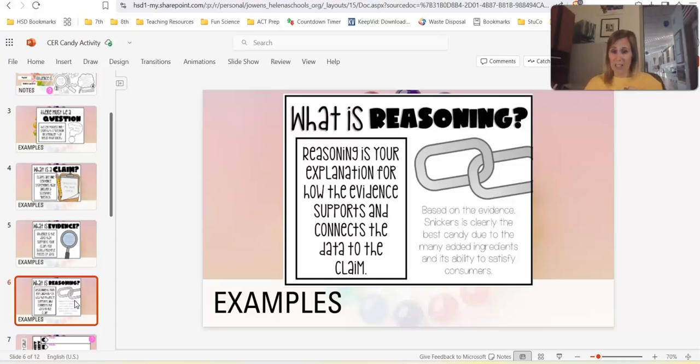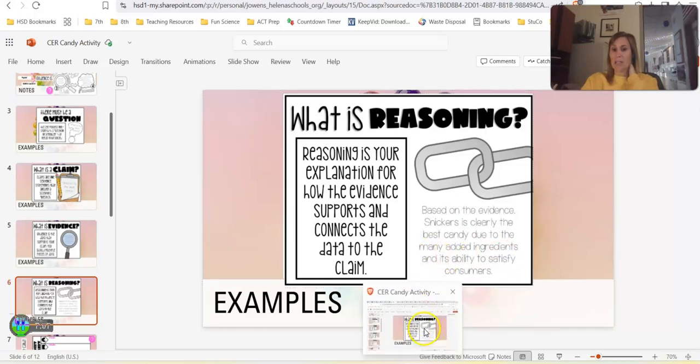Snickers is clearly the best candy due to the many added ingredients. I think that directly addresses the evidence piece that talks about the fact that it has caramel, nuts, chocolate, nougat, that kind of thing. So there's one piece of reasoning for that piece of evidence. The second reasoning that they add on here, it also has the ability to satisfy consumers. Again, I think that reasoning is great. I think it's just lacking the strength in that evidence to really make that claim. So I think those are both great. Notice again that each piece of evidence is addressed in your guys' reasoning.